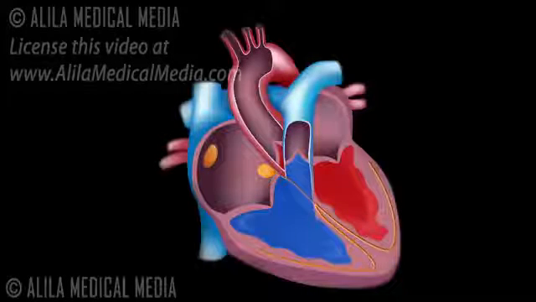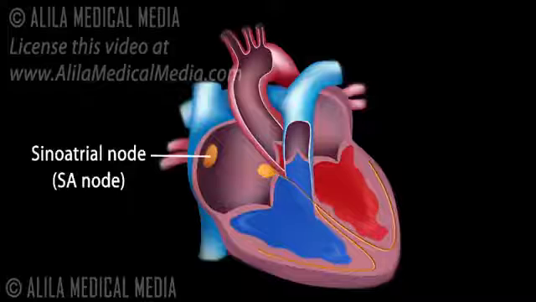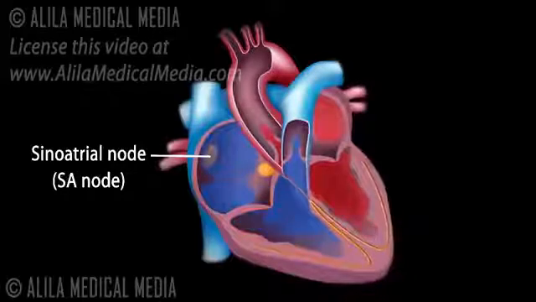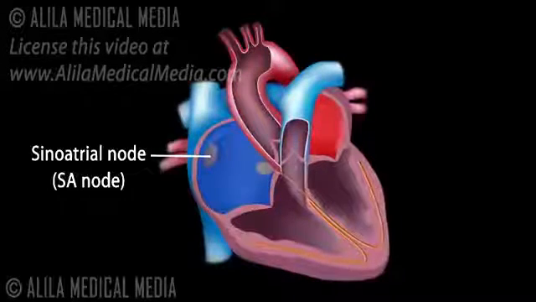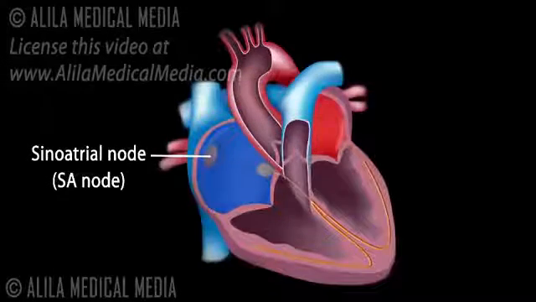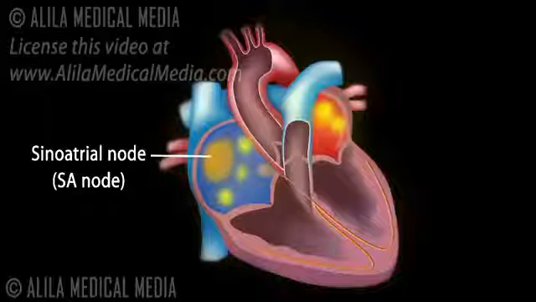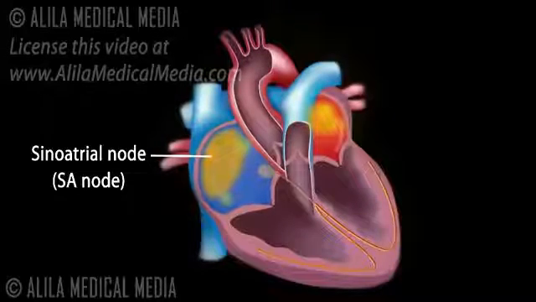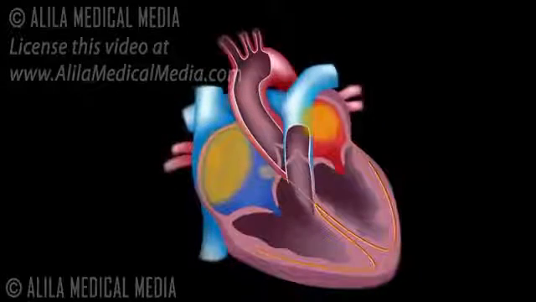The conduction system consists of the following components: the sinoatrial node, or SA node, located in the right atrium near the entrance of the superior vena cava. This is the natural pacemaker of the heart. It initiates all heartbeats and determines heart rate. Electrical impulses from the SA node spread throughout both atria and stimulate them to contract.